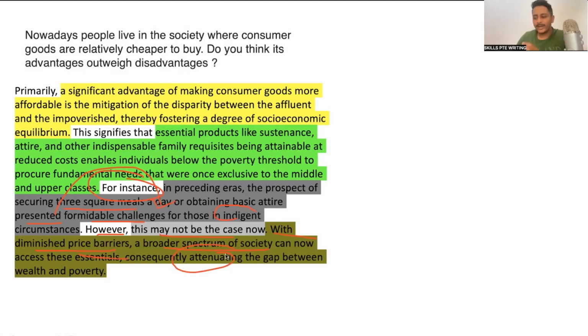Consequently, attenuating is reducing. Like, this is the home theater. Here I have a speaker. If I'm receding from it, let's say I move 10 meters, I get to hear a certain decibel of sound. Let's say I move 20 meters, the sound attenuates, means reduction in the force. This is attenuating the gap, or reducing the gap between the wealthy and the poor. Same as the first line.